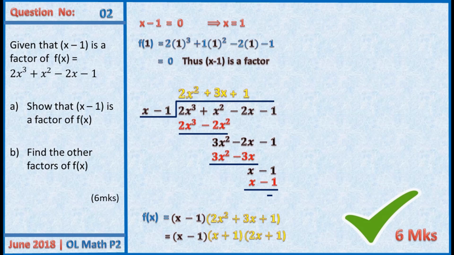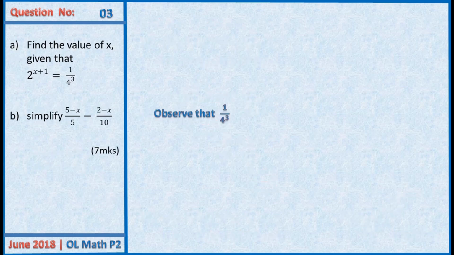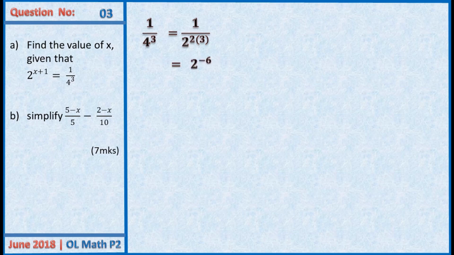Question 3: find the value of x given that 2 to the power x plus 1 equals 1 on 4 to the power 3. The first thing is to observe here that 1 over 4 to the power 3 is the same as 1 over 2 squared, all raised to the power 3. That is the third law. And using the law of negative exponents, we have 2 to the power minus 6.